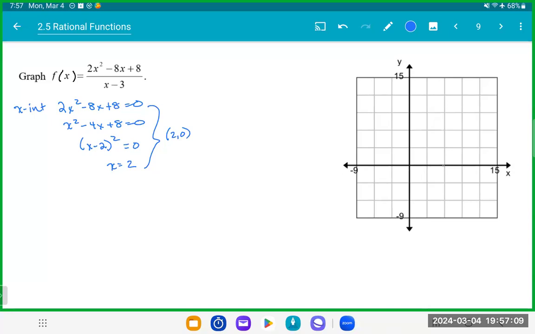We come over here, 1, 2, 0. We have a point. Our y-intercept is where we let x be equal to 0. And so that is going to be 8 over negative 3. And so that gives us the point (0, -8/3). So we come over here, -8/3 is not quite a negative 3. Notice that these are in threes. So this line right here is 3, so we're not quite at that negative 3.